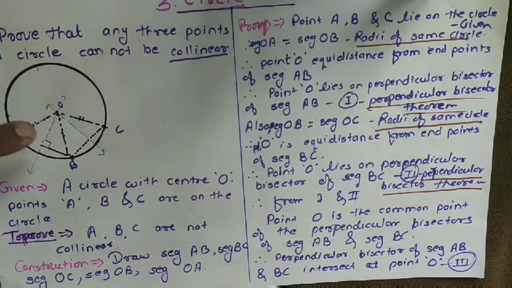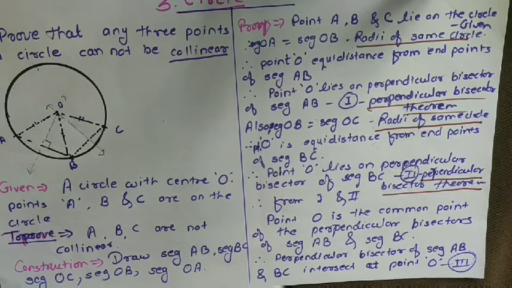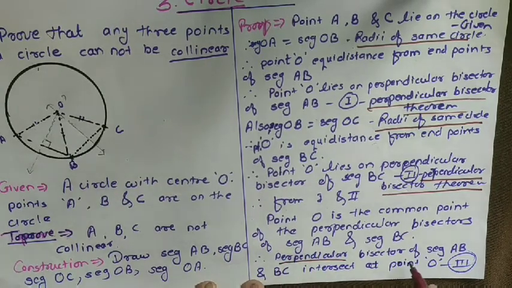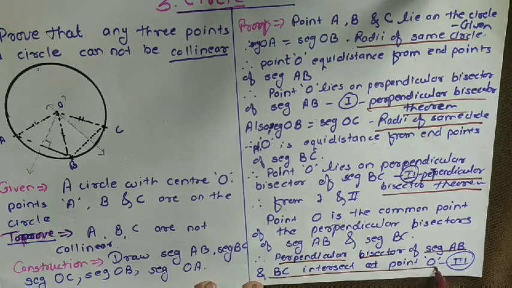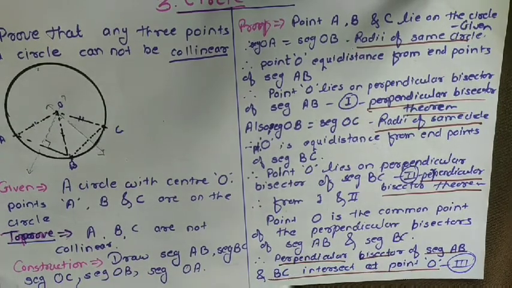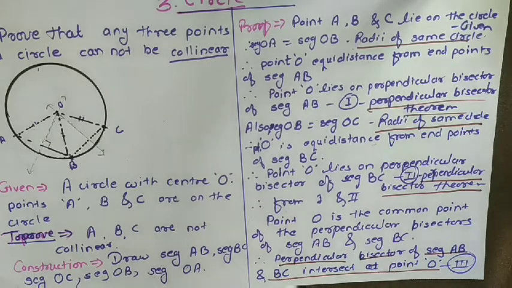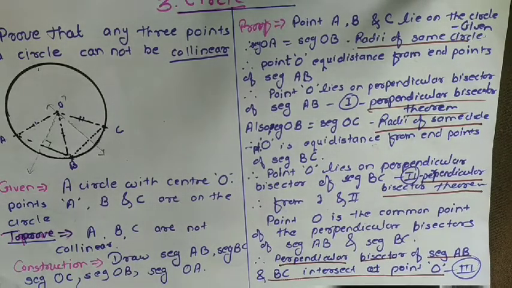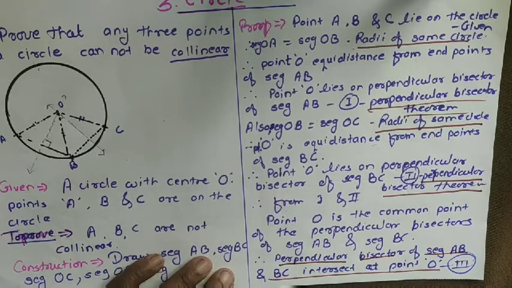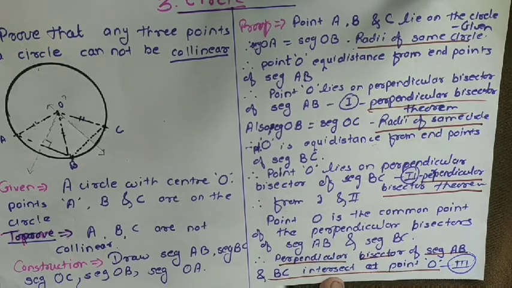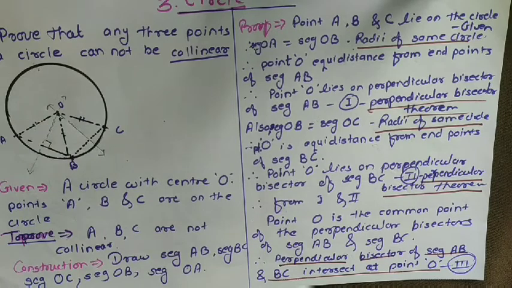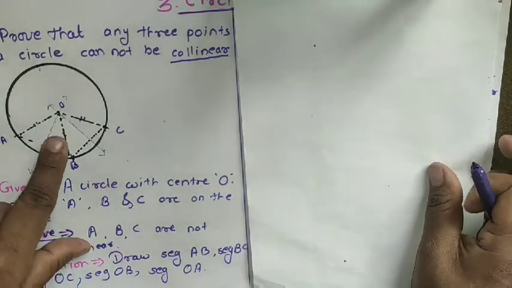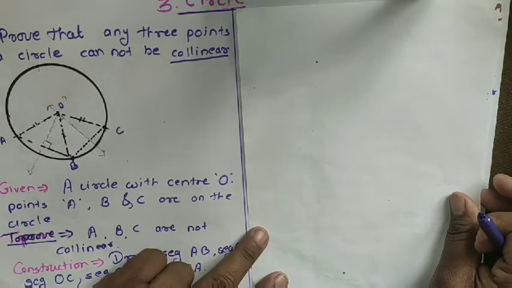Now what I got here is that this point O lies on the perpendicular bisector of AB and also BC. So I wrote here: perpendicular bisectors of seg AB and BC intersect at point O. Okay, is that clear? Now the next point. We have proved that the perpendicular bisector is there and O lies on it. Now we use this same figure here, so I use the paper.